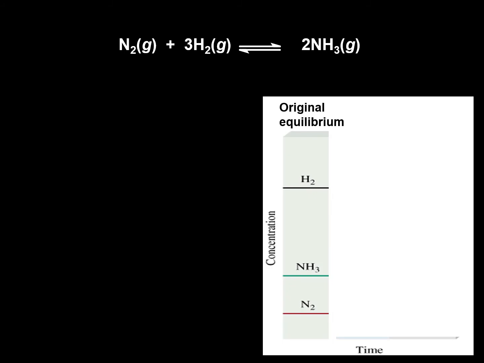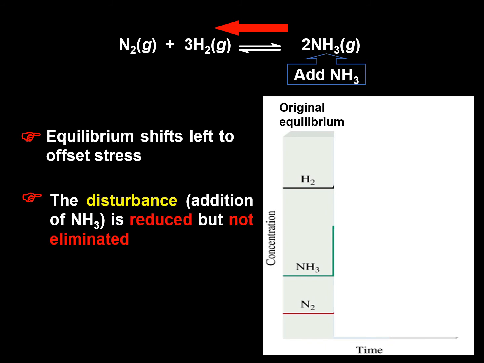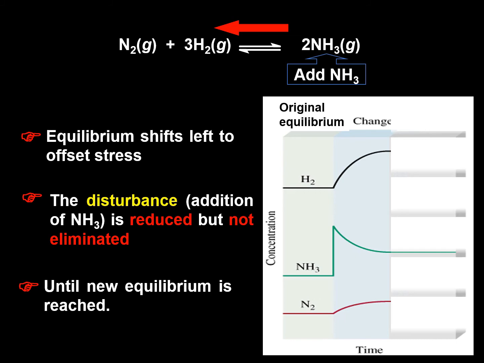Initially, all of these species are in equilibrium. Just after the ammonia was added to the system, the equilibrium tends to shift to the left to offset the stress. As a result, concentrations of nitrogen and hydrogen tend to be increased. Meanwhile, all the added ammonia will be consumed during the reaction until a new equilibrium is achieved.